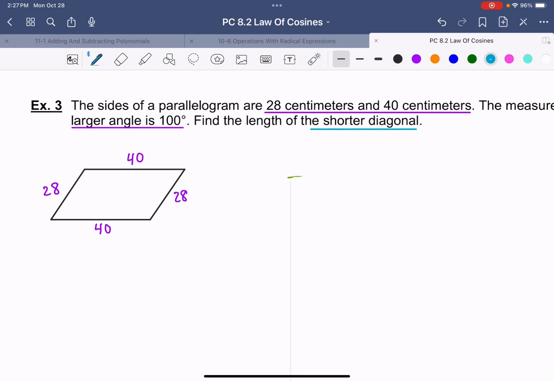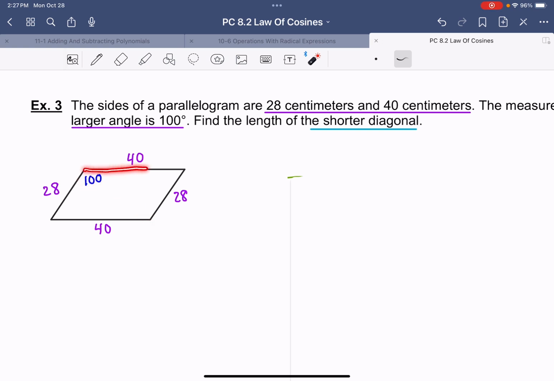All right, so I've labeled my diagram. I have sides 40 and 40, 28, 28. I've got my large angle right here. And we have to remember we have two diagonals. We have this longer diagonal and a shorter diagonal. Please remember, if we do have a parallelogram, this diagonal will not bisect this angle.